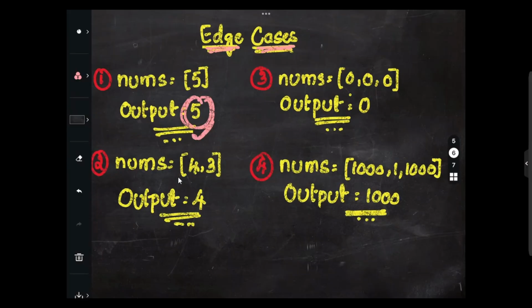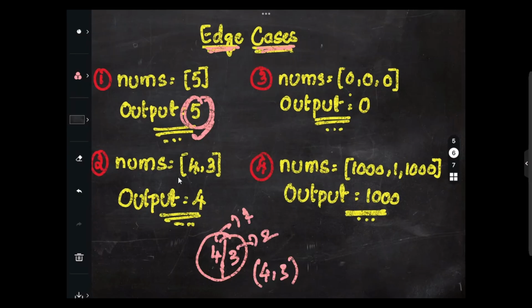Let's come to the second one. We cannot rob both in this case because the first and the last house, 4 and 3, are adjacent. So we will choose the max. First we'll go with the two linear cases: the first case considers only 4, and the second case considers only 3. Max of 4 comma 3 will quite obviously be 4. Output is 4.